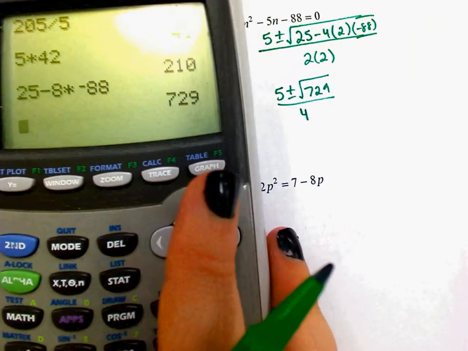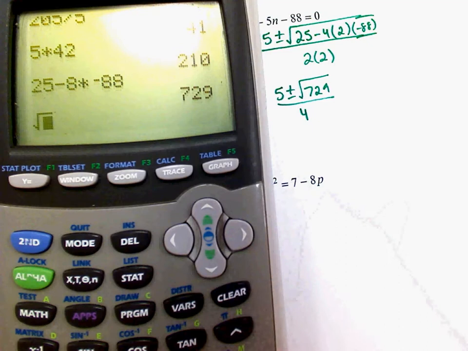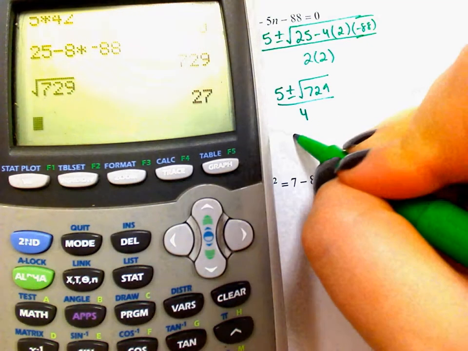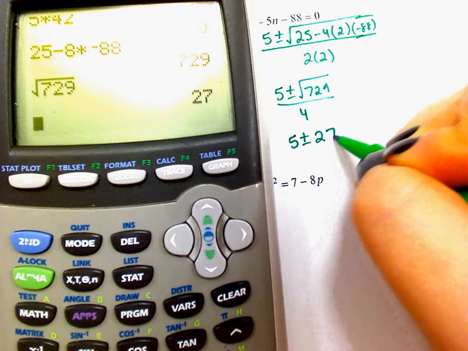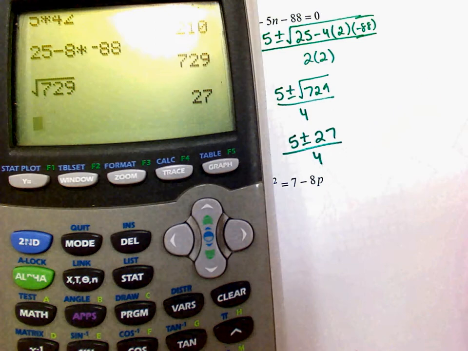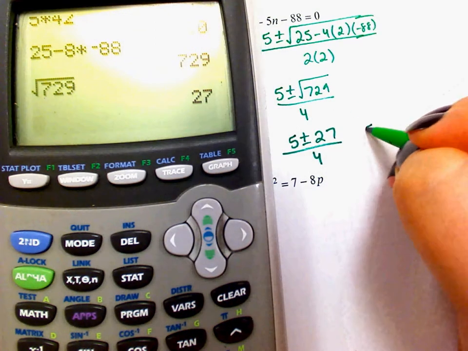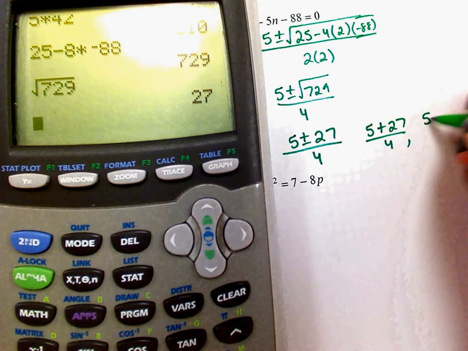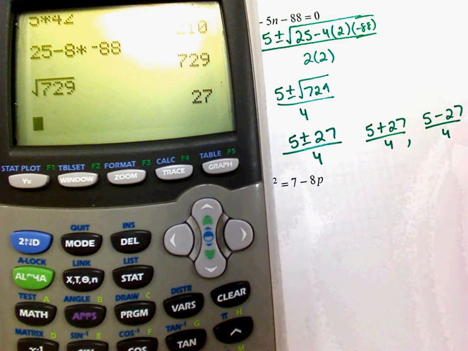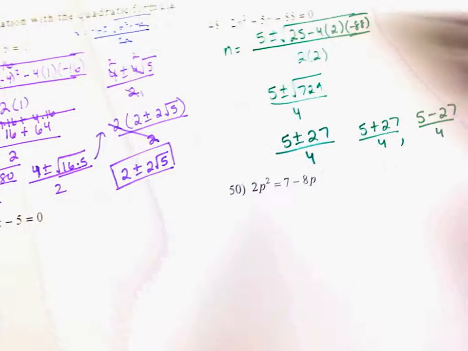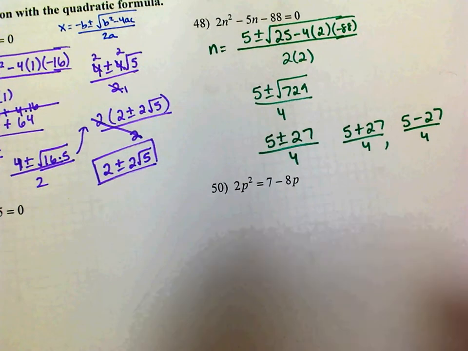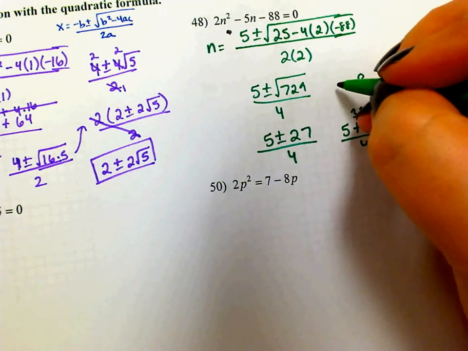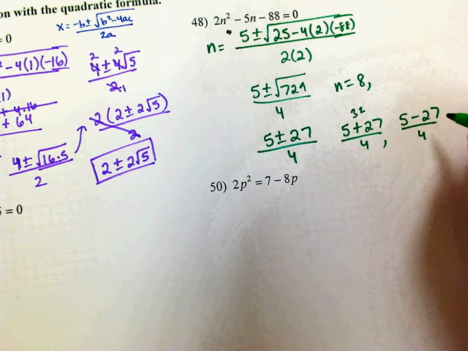So technically this is 5 plus and minus 27 over 4. That's not a good enough answer though. I need to know the two. 5 plus 27 divided by 4, and 5 minus 27 divided by 4. 5 plus 27 is 32, and 32 divided by 4 is 8, so one of my answers is 8. 5 minus 27 is a negative 22. That simplifies both by 2, so it is a negative 11 halves.